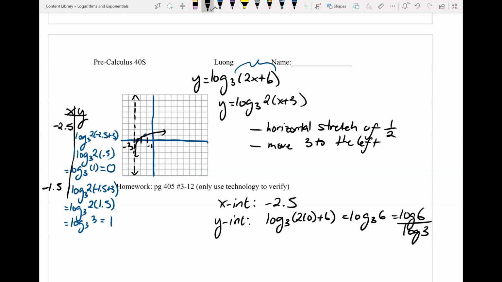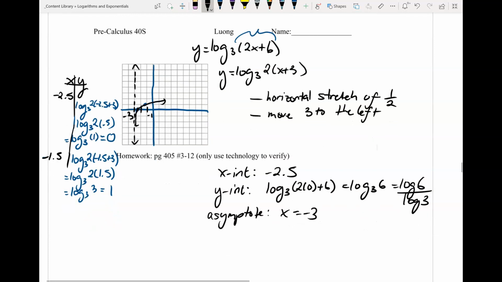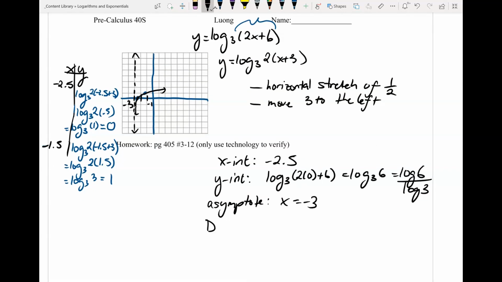The next thing we're going to find is its asymptote equation. This occurs at x equals negative 3. And then your domain is from negative 3 to infinity. Your range is from negative infinity to positive infinity.